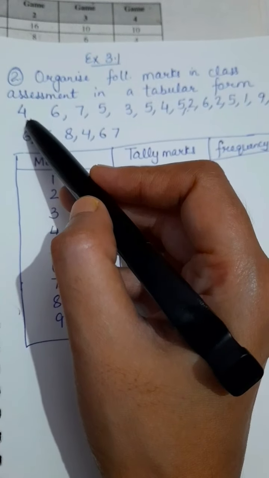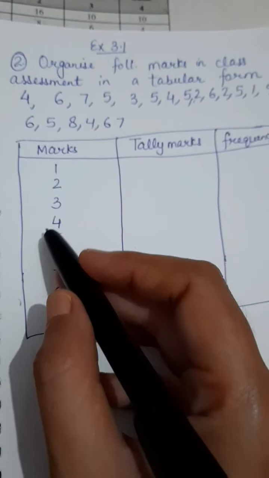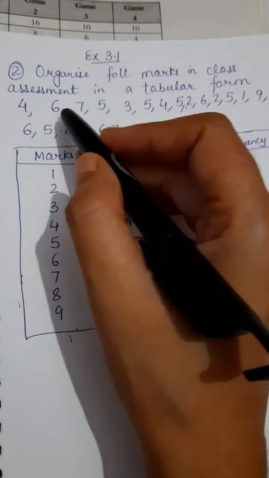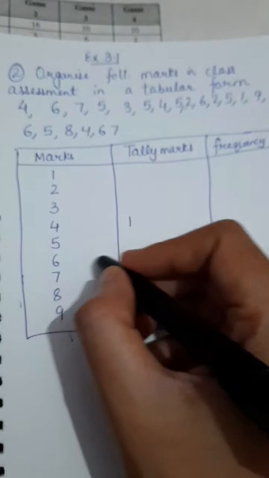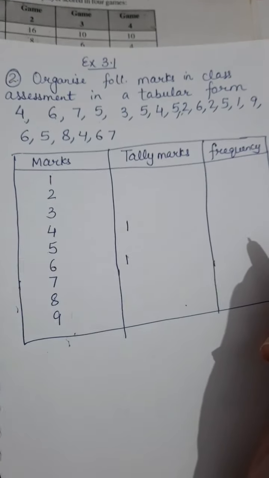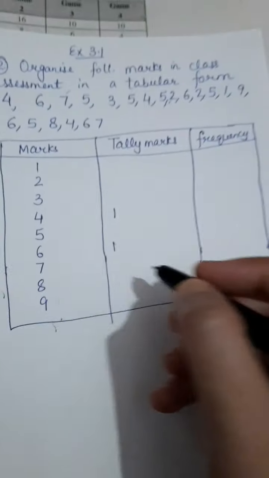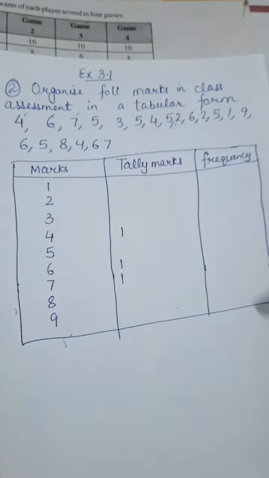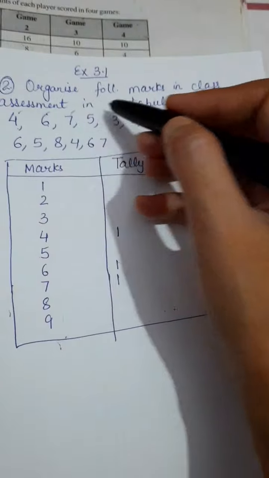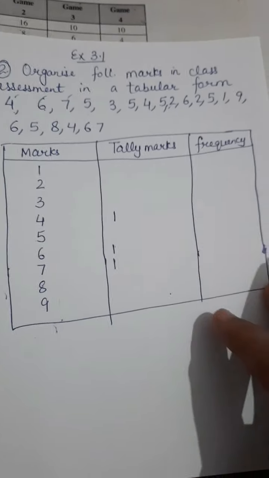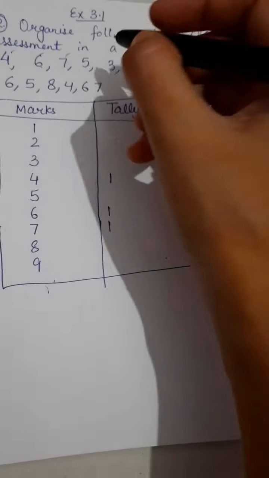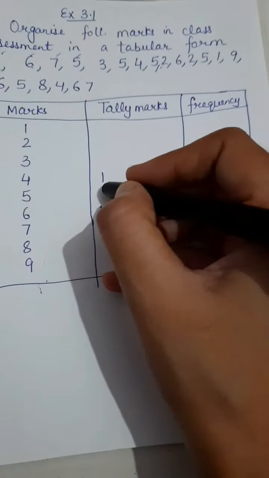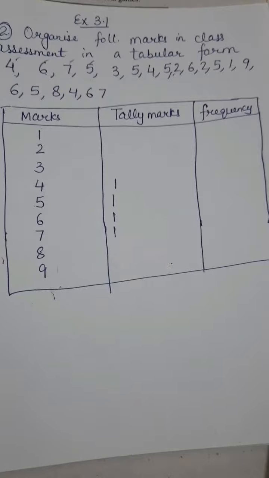Now the first student scored 4 marks. Now I will put a telemark in front of 4, one line. The second student scored 6 marks, so in front of 6 I will put a line. Next 7 marks, so I will put a line in front of 7. Whichever marks you have included, put a small tick above it so that you don't get confused whether you have taken it or not. Next is 5, you put a line in front of 5.